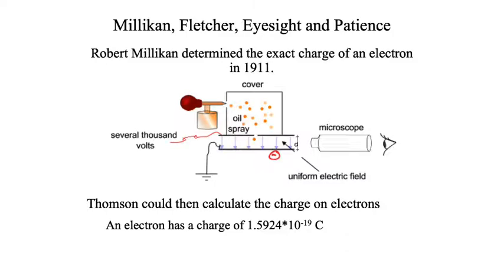So what do I want you to know? Millikan, Fletcher discovered the charge on the electron. What's the charge on the electron? I don't care. But they discovered the exact charge on the electron. How did they do it? The oil drop experiment. Okay?